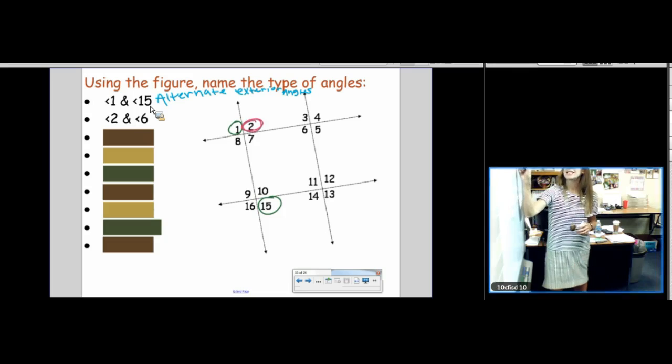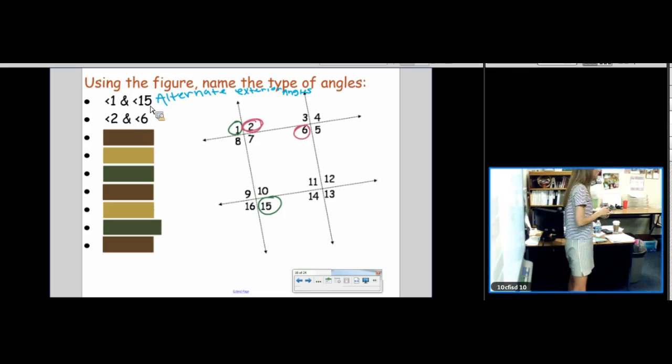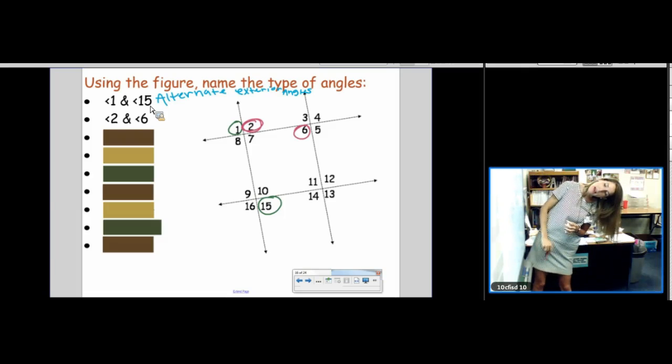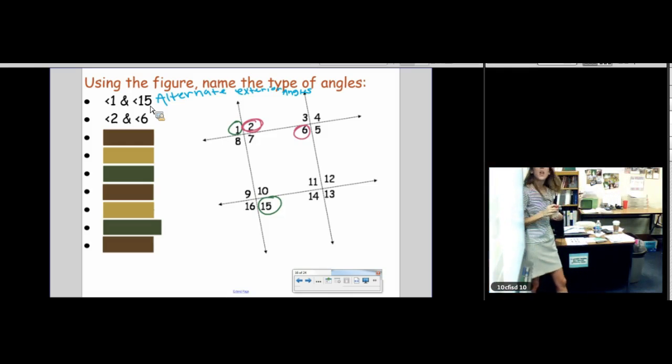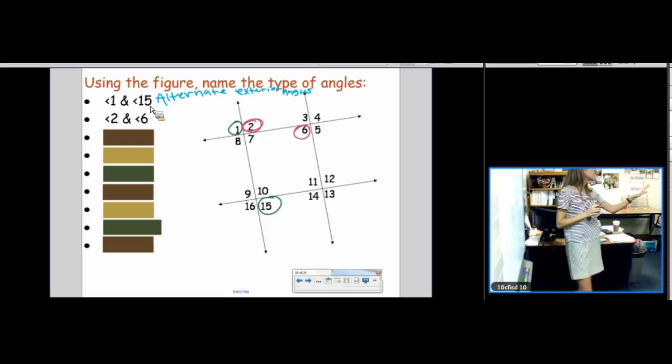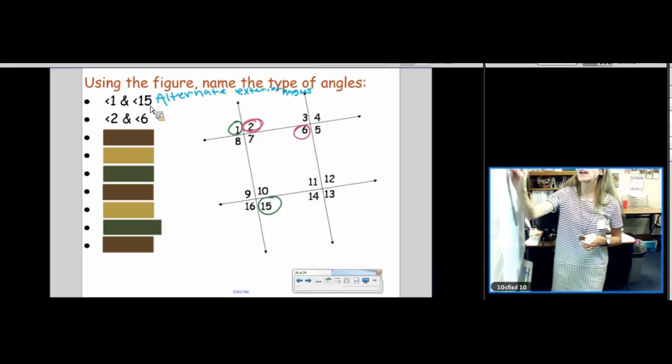2 and 6. Now this is new, guys. We've never had 2 lines going on. So when I do this to you, you need to turn your head sideways to make sure the transversal is going this way. They're not a linear pair because they're not next door neighbors. Oh, it's vertical. It's alternate interior. So here's your transversal.